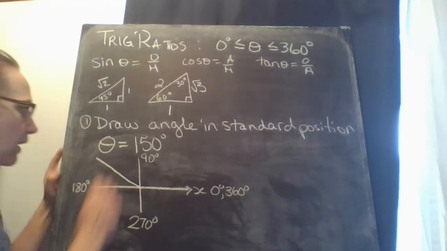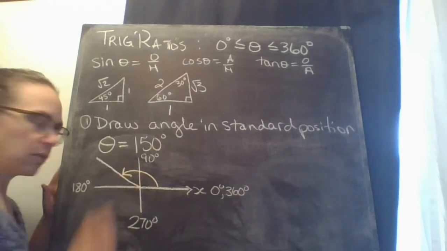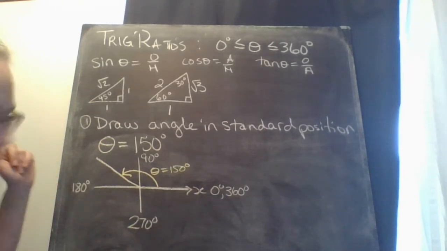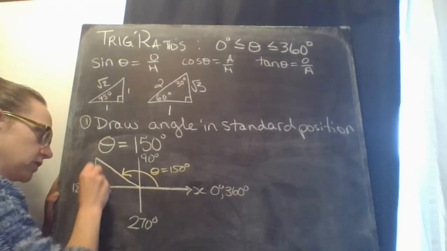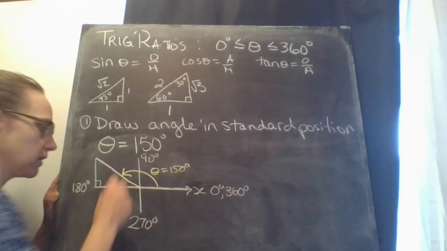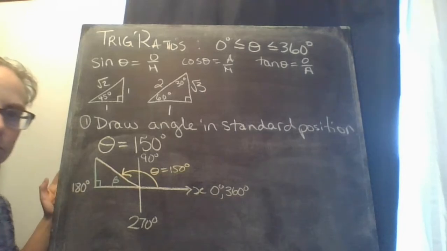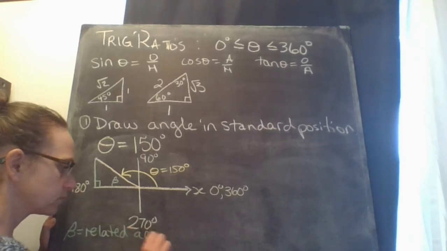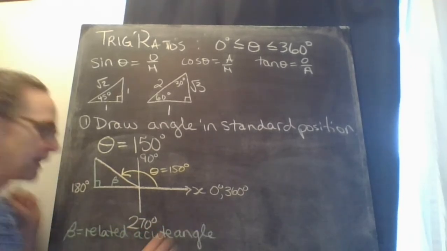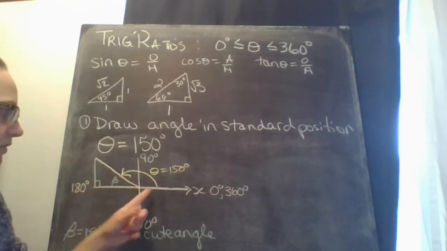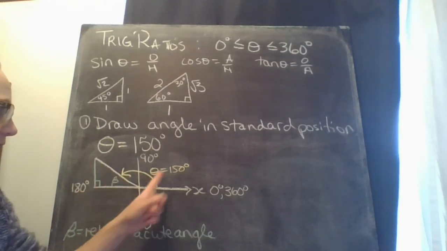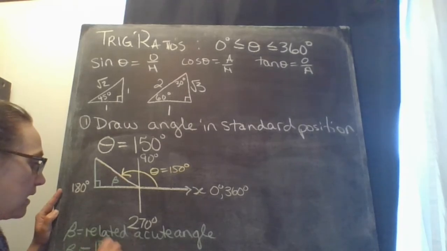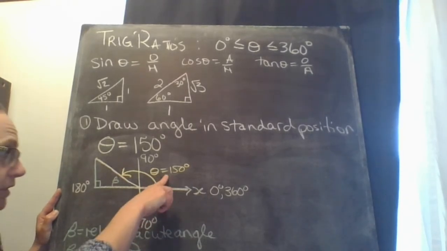So that means that our principal angle is here. And that means that our related acute angle triangle, you have to draw it with the x-axis, is going to be in here. So beta, remember, is our related acute angle. And this time, we're not quite making it all the way to 180. So we've got our supplementary angles here. So 150 plus beta is going to equal 180. So beta is going to be 180 minus my principal angle.